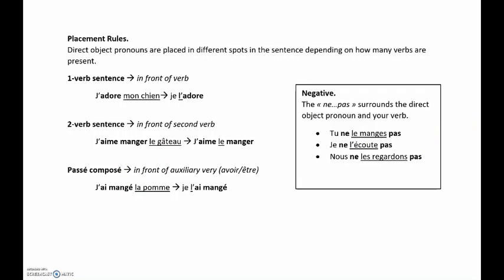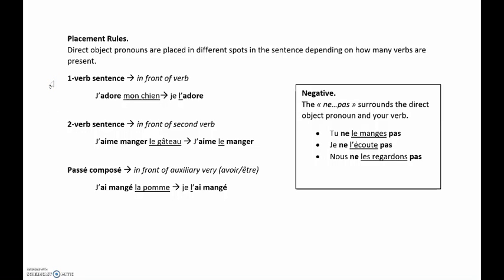Okay, so now that we know what the different direct object pronouns are in French, like I kind of alluded to before, the placement of them in French is definitely different from how we would place them in English. So let's learn about that right now. So direct object pronouns are placed in different spots in the sentence depending on how many verbs or actions are present in that sentence. So I've broken it down here for you into the three possible sort of verb sentences.